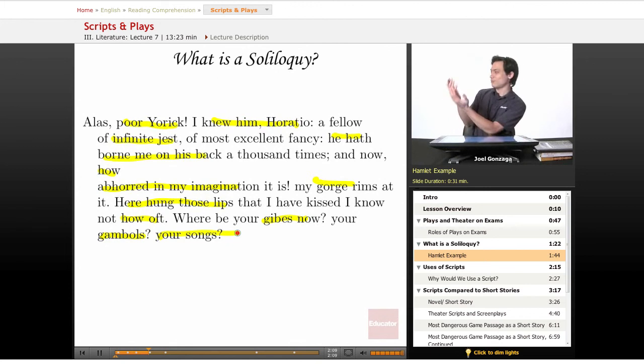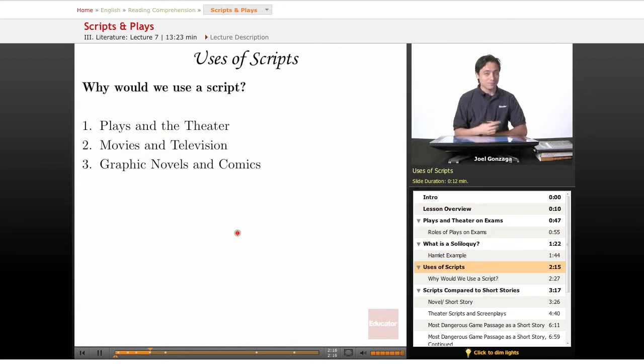Very, very dramatic, he's very sad, and he's talking to a skull and he eventually kisses it. So, that's what you're going to find on a test, soliloquies. How do you interpret them? Just like you're reading a speech. They're really easy. Now, uses of script in real life?